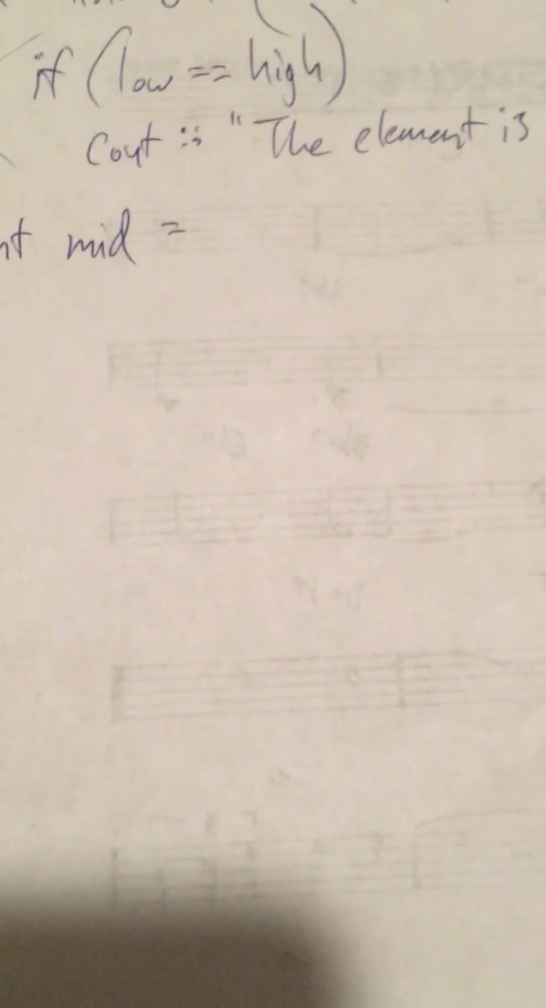But the first thing we have to do is find our midpoint. We have our low, our high, we have to find our midpoint. So int mid is going to be, we're basically just going to take the average, I guess, of the low and the high. So we could just do low plus high divided by 2.